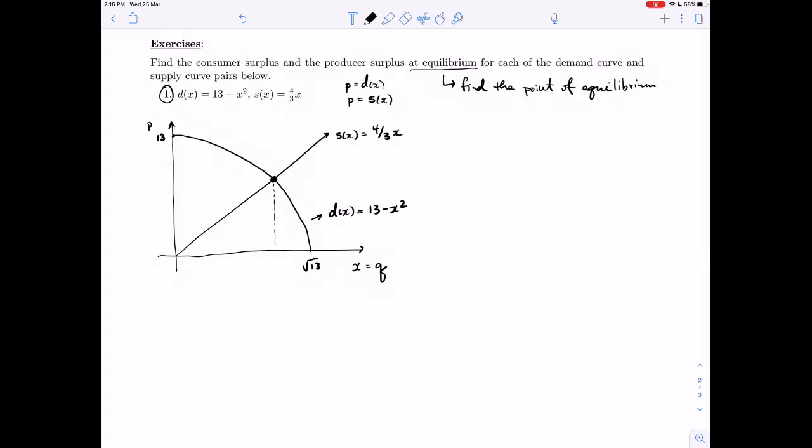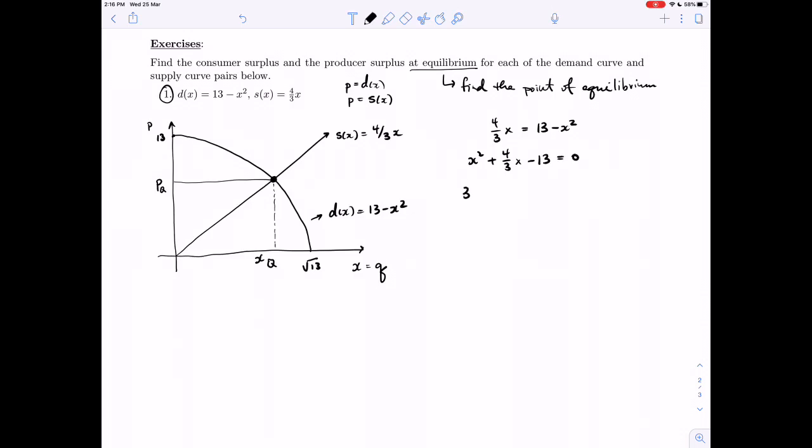And so we're asked to find these values at equilibrium. So we need to find that point. x sub q is the very typical notation for the quantity at equilibrium, and the price, p sub q, is the price at equilibrium. So let's find the point of intersection of these. We're going to set the curves equal. So we'll set the supply curve, 4/3 x, equal to the demand curve, 13 minus x squared. This is a quadratic that we can solve, so we're going to bring everything over to one side. x squared plus 4/3 x minus 13 is equal to 0.